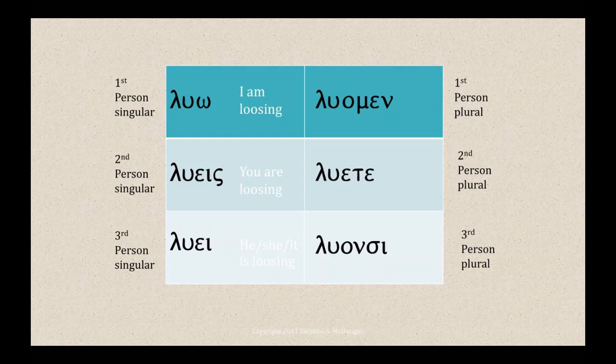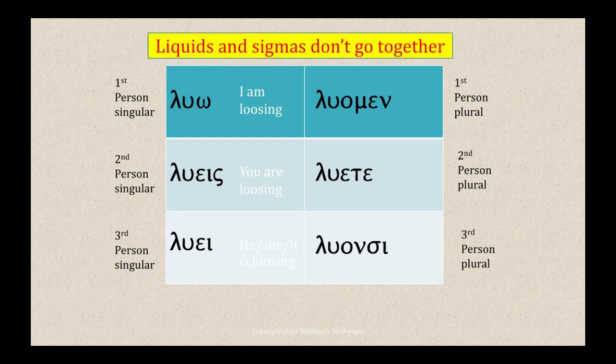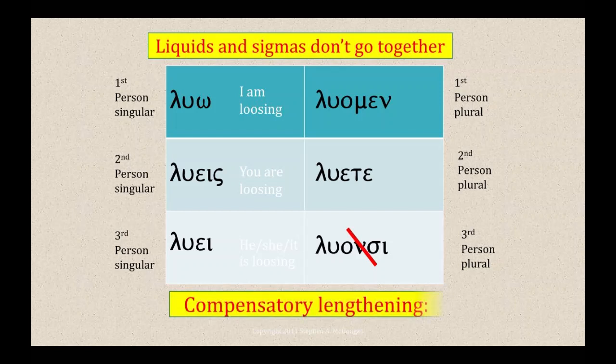If it was something other than mu or nu, then I would know epsilon, and there would be then an A instead of. So liquids and sigmas don't go together. The nu drops out, compensatory lengthening, and we have luusi.